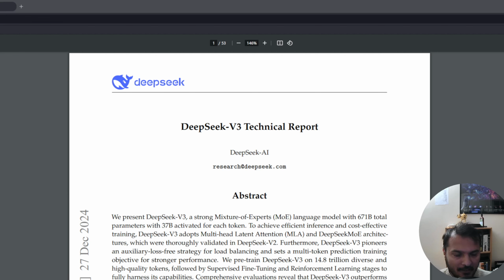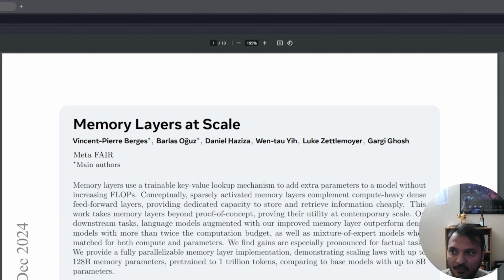2025 started with a bang. There are plenty of interesting papers that came out. I have to do another video quickly because there are more papers that I want to talk about. But first, I wanted to talk about two interesting papers, the Deepseekv3 technical report, and also this paper by Meta, which is memory layers at scale.